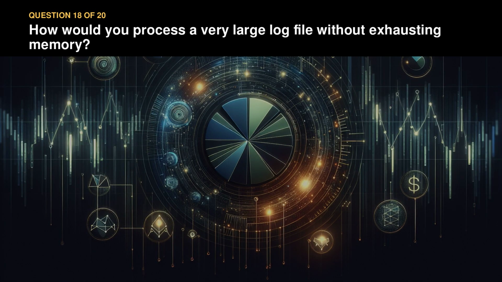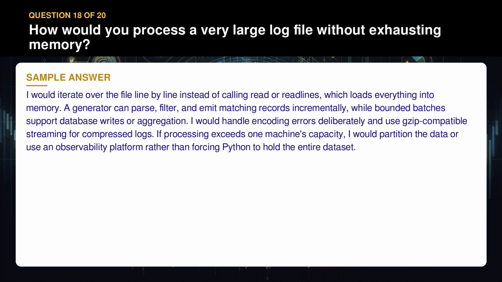Question 18. How would you process a very large log file without exhausting memory? I would iterate over the file line by line instead of calling read or readlines, which loads everything into memory. A generator can parse, filter, and emit matching records incrementally, while bounded batches support database writes or aggregation. I would handle encoding errors deliberately and use gzip-compatible streaming for compressed logs.